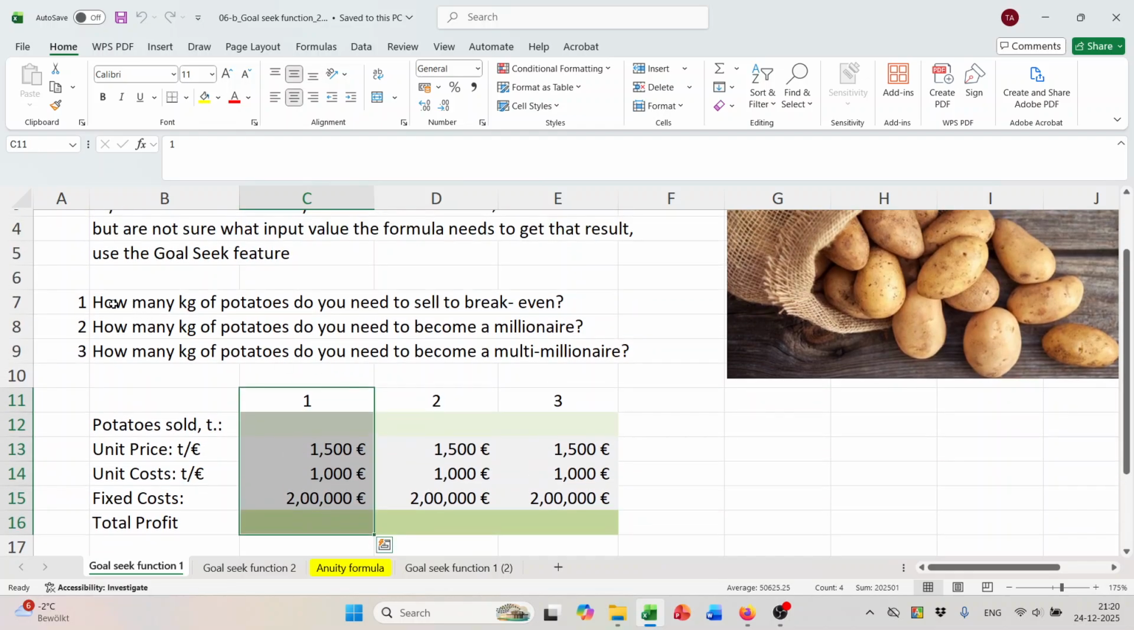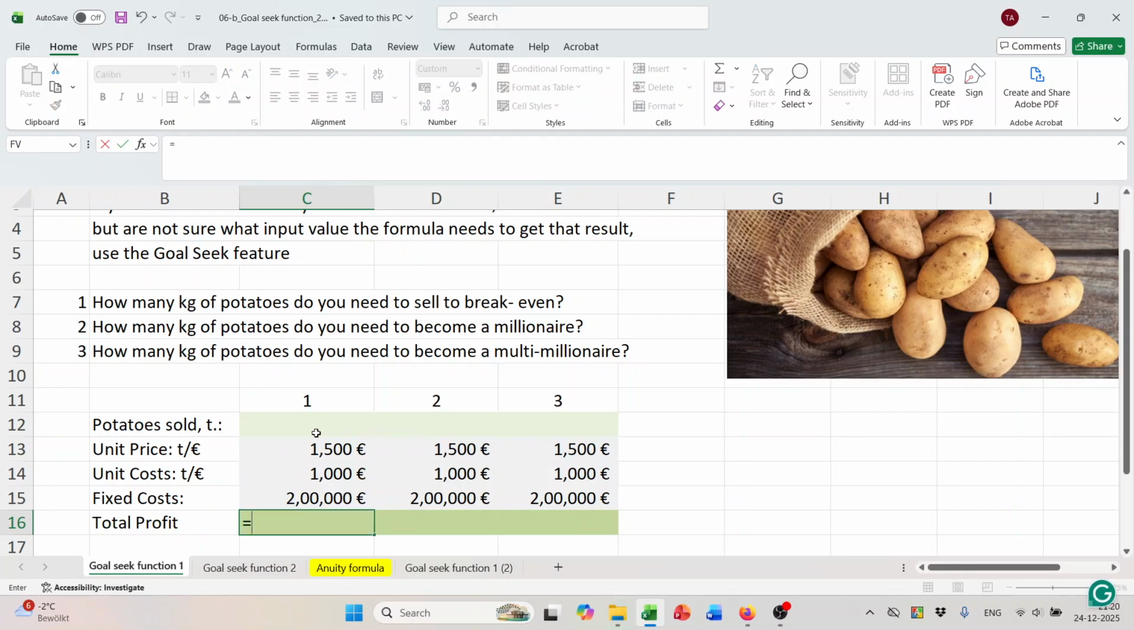So for this, the first task is how many kg of potatoes do you need to sell to break even. So first let's calculate the total profit. So total profit means gross output minus the cost. So gross output should be the potatoes sold. It is not yet given, but I will select this value anyway, so that if I put any values here, it will directly show the result here.